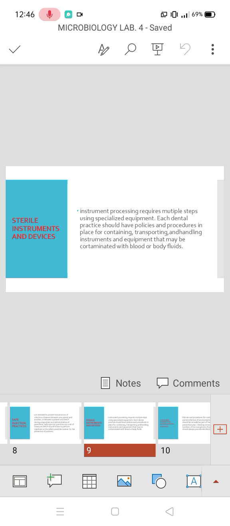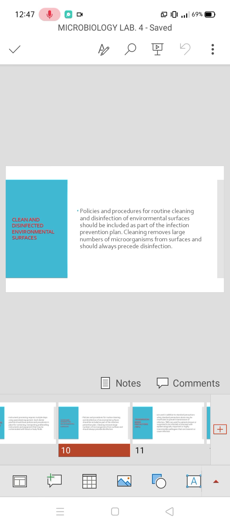Sterile instruments and devices. Instrument processing requires multiple steps using specialized equipment. Each dental practice should have policies and procedures in place for containing, transporting, and handling instruments and equipment that may be contaminated with blood or body fluids.